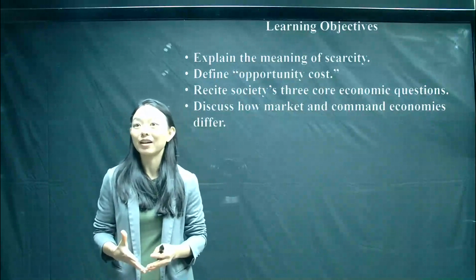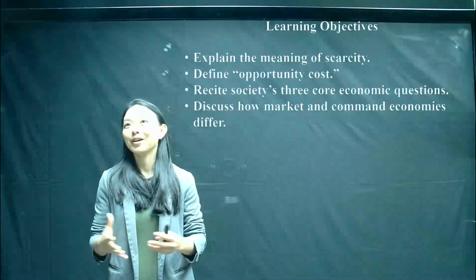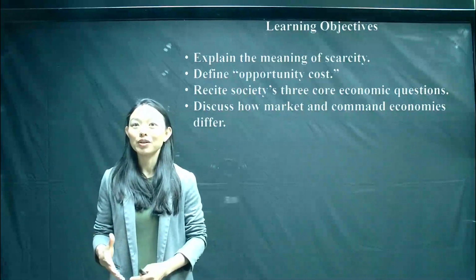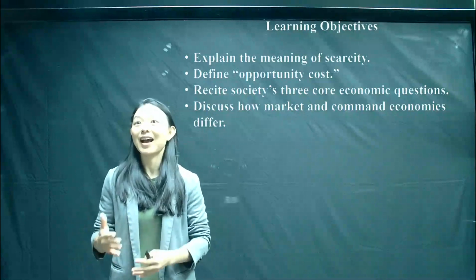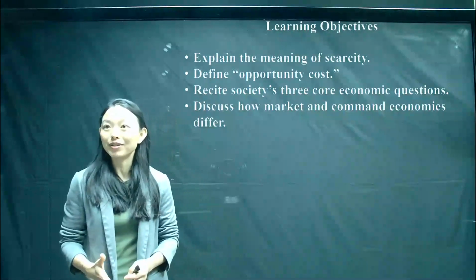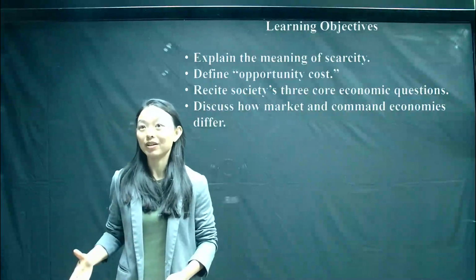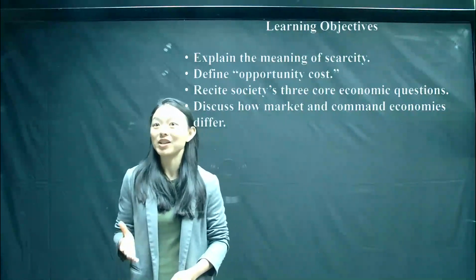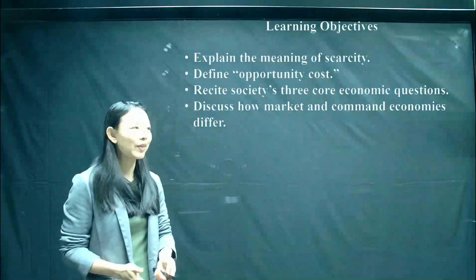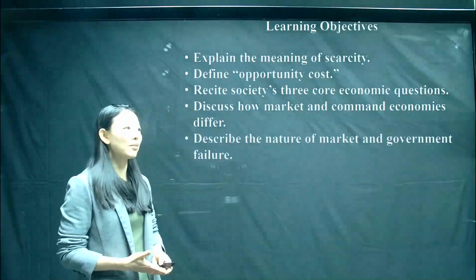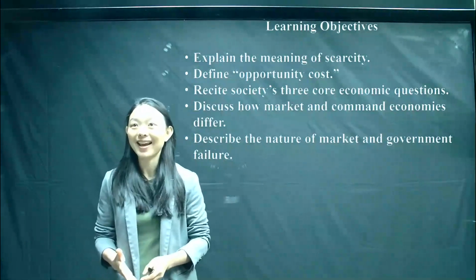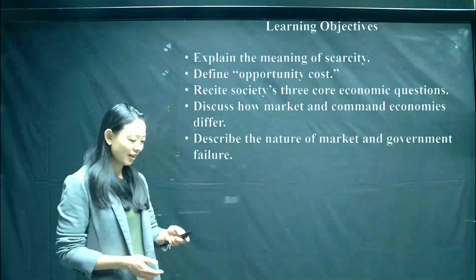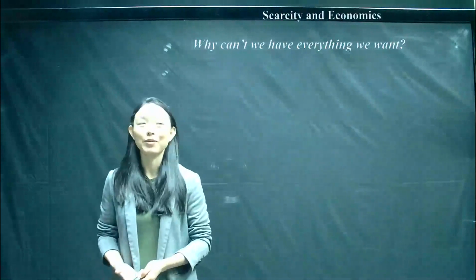For example, in a market economy, we let the market solve these questions and adjust the economy back to equilibrium. However, in a command economy, it is the government's responsibility to take care of the economic situation. And then last, we'll talk about the nature of the market and government failure. Now let's begin with the first one, scarcity and economics.